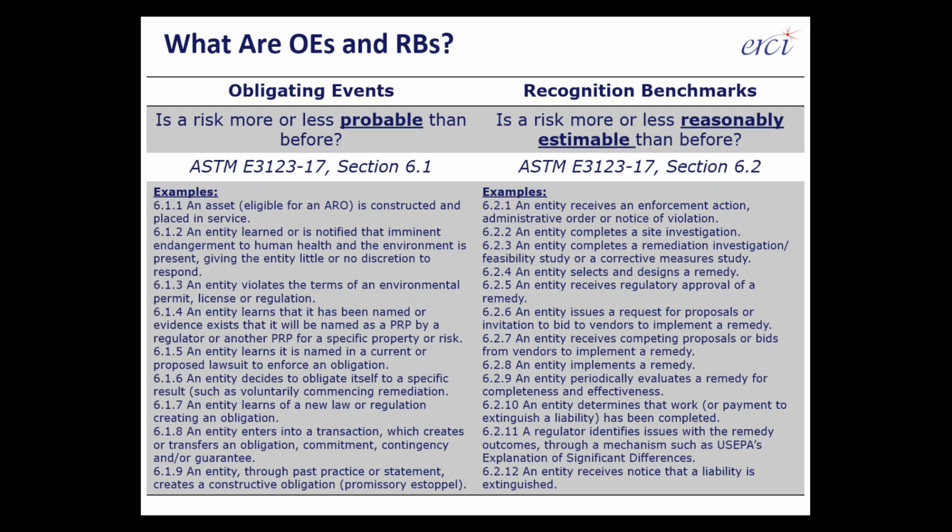to make them more recognizable to those that are involved in good commercial and customary practice today in estimating or documenting or both for environmental liabilities. So there's a 9-item punch list to identify whether a risk is more or less probable of becoming an environmental liability that needs to be booked today. And on the right-hand side of the slide, recognition benchmarks. Is a risk more or less reasonably estimable than it was before? And 12 items are listed there.